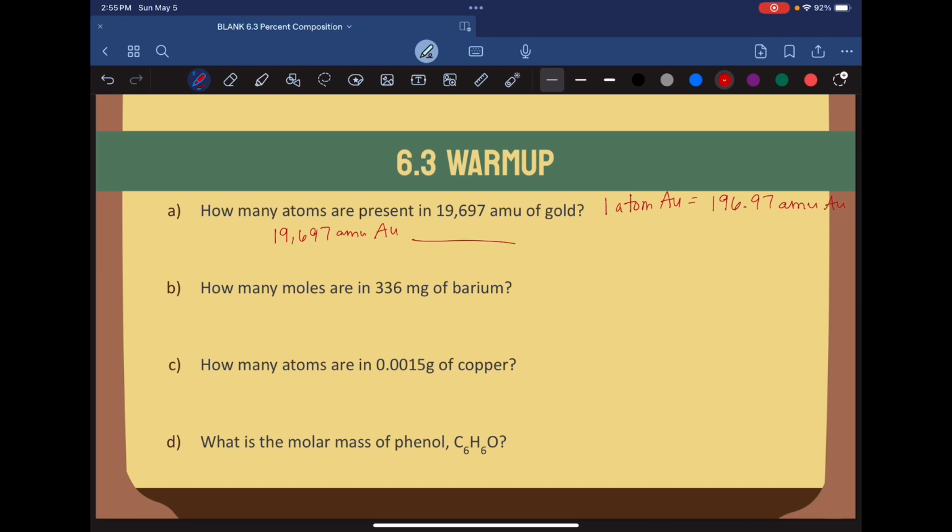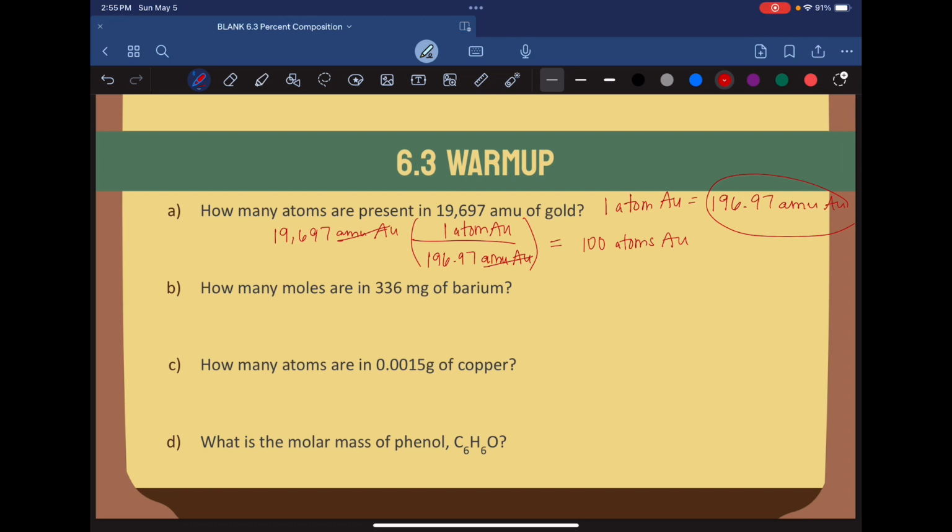Draw our cute little line. Because we started with AMU, the AMU will be at the bottom, 196.97 AMU of gold. 1 atom of Au will be at the top. Put your parentheses there to show that it's a ratio because it is a fraction. You can cancel out your AMU of gold, leaving you with atoms. So when you do the math, you will get 100 atoms Au.